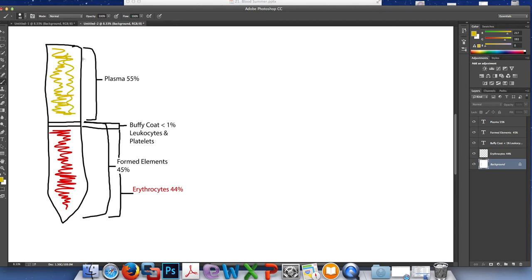I'd like to help students remember it this way. If you are old enough to remember Buffy the Vampire Slayer, she would kill bad guys. So the buffy coat, like Buffy the Vampire Slayer, contains leukocytes, and leukocytes kill bad guys. They kill pathogens. So we're going to come back and forth to this image here a couple of times throughout the PowerPoint.